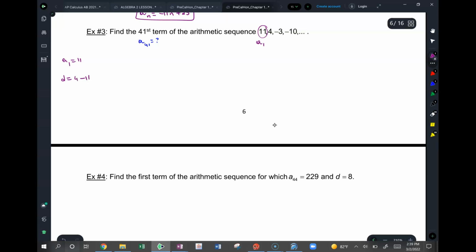D is 4 minus 11, which is how much? Negative 7, sorry. Okay, so A41 is equal to A1, which is 11, plus n minus 1 times negative 7. If I'm looking for A sub 41, what's n? N is 41. So this is going to be 11 plus 41 minus 1 times negative 7. So a sub 41 is negative 269.